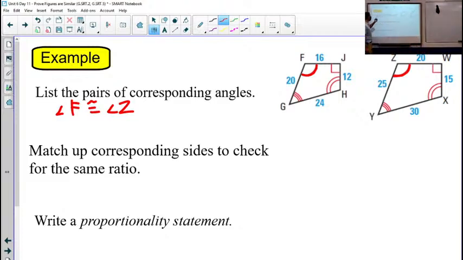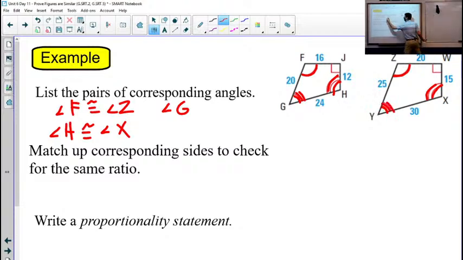Then we're going to match up our two tick marks. We have angle H congruent, matching up with our two tick marks in the other diagram. That's going to be angle X. So now we've matched up 1 tick mark, we matched up 2 tick marks, now we'll match up 3 tick marks. Angle G has 3 tick marks, and it matches up with, which one has 3 tick marks in the other diagram? Y. Which leaves angle J with angle W.